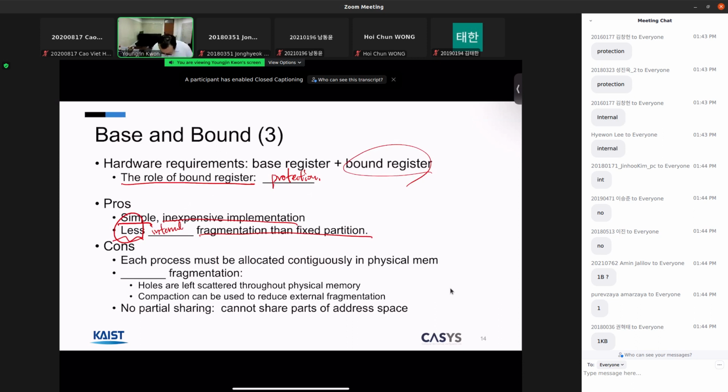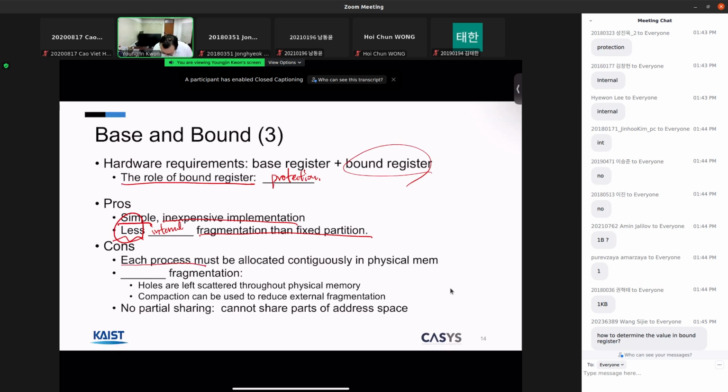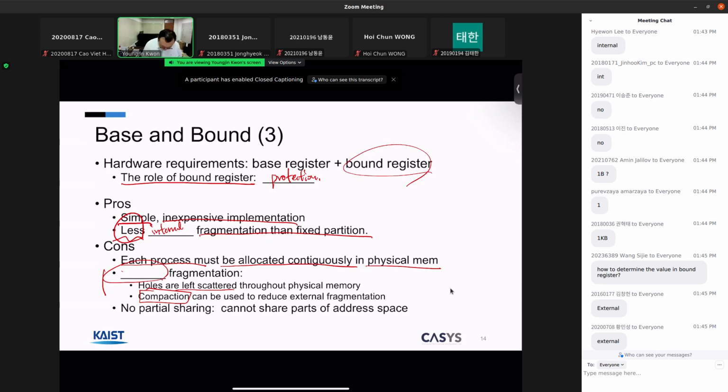Cons: each process must be allocated contiguously in physical memory, like a fixed partition. That leads to this problem: some holes are scattered around in the physical memory. So to reduce this fragmentation, some kind of mechanism, compaction, which I'll talk about later, is required. So what fragmentation am I talking about? External.